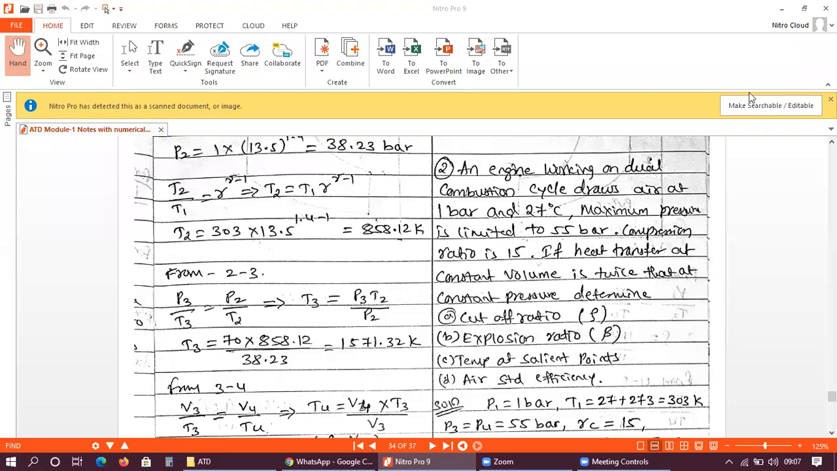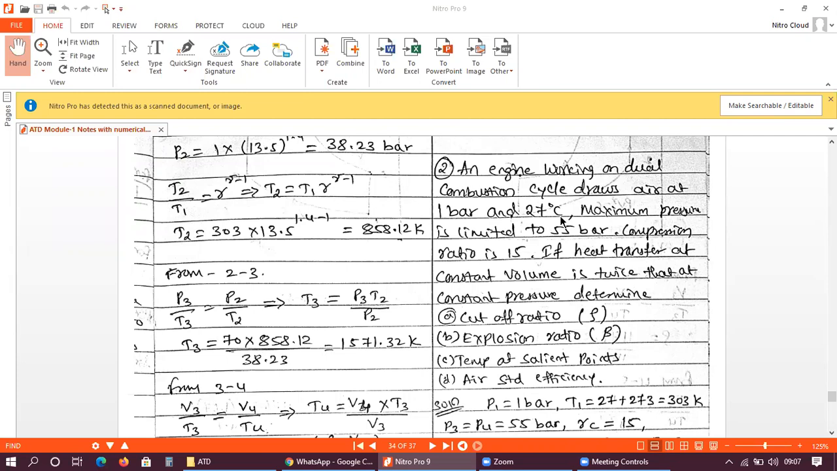So we'll go with the second problem of a dual combustion cycle. So the problem statement is something like this. As you can see on the right side, the problem statement is visible, no? Problem number 2. An engine working on a dual combustion cycle draws air at 1 bar and 27 degrees Celsius.